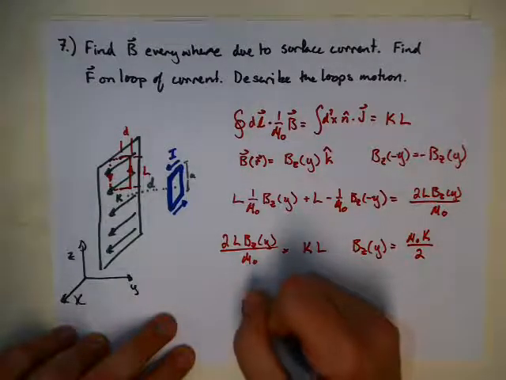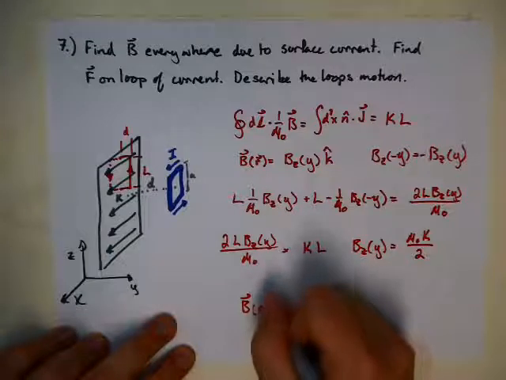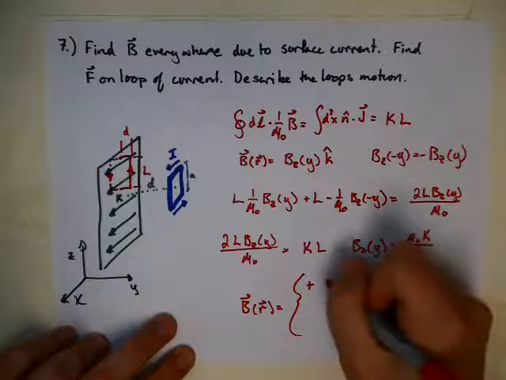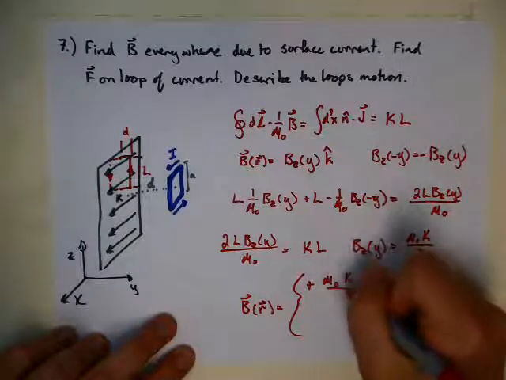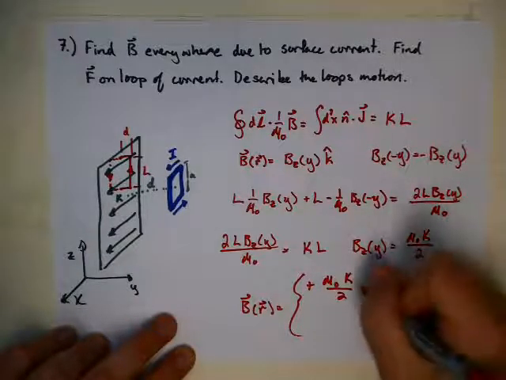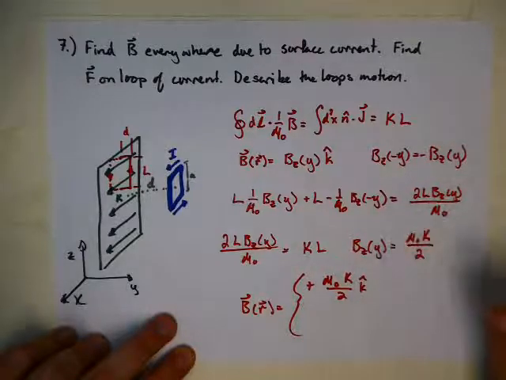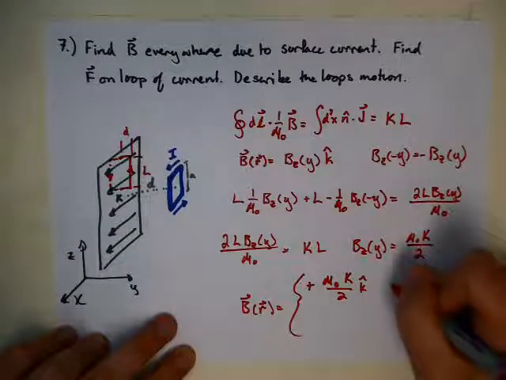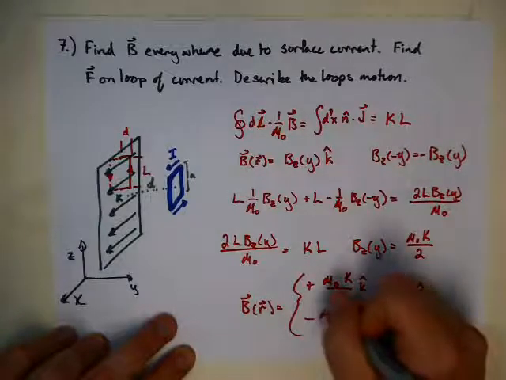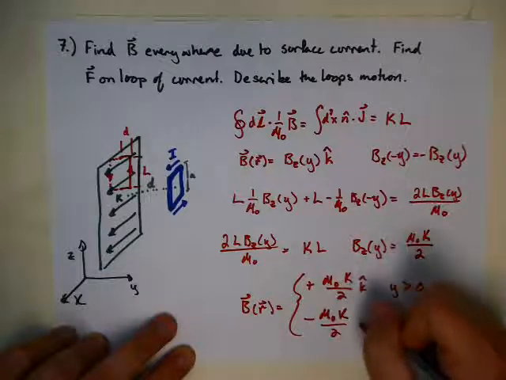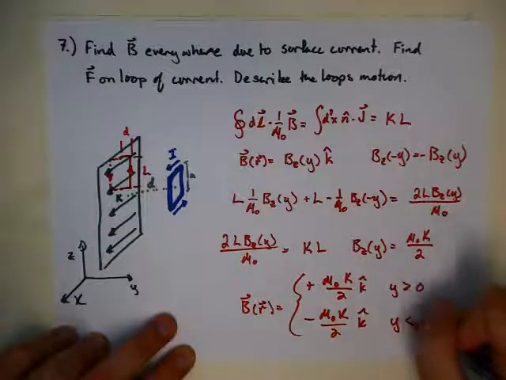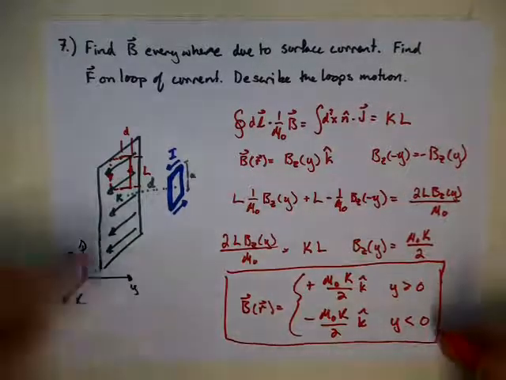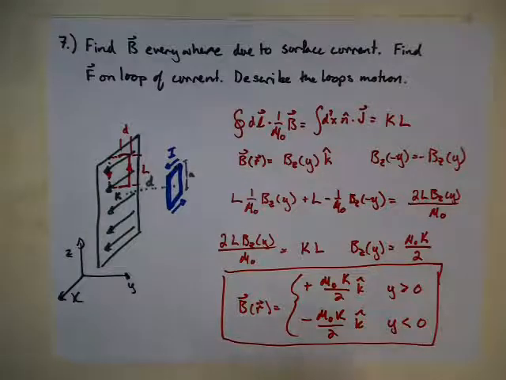If I were to write the vector component of the magnetic field, for any position, this is going to be plus mu naught K over 2, and this is in the k hat direction, in the positive z direction, for y greater than 0, and minus mu naught K over 2 k hat for y less than 0. And so now we have found the magnetic field everywhere for that surface current using Ampere's law.